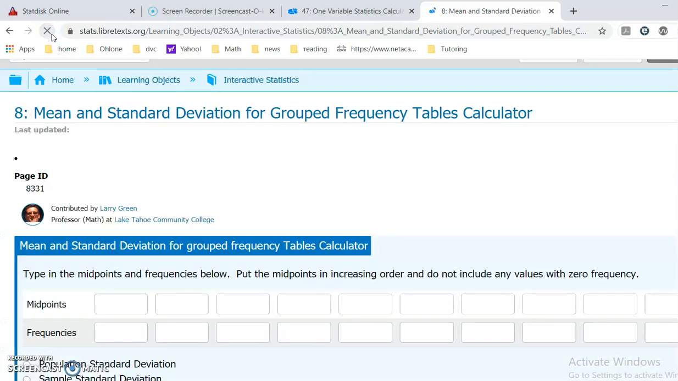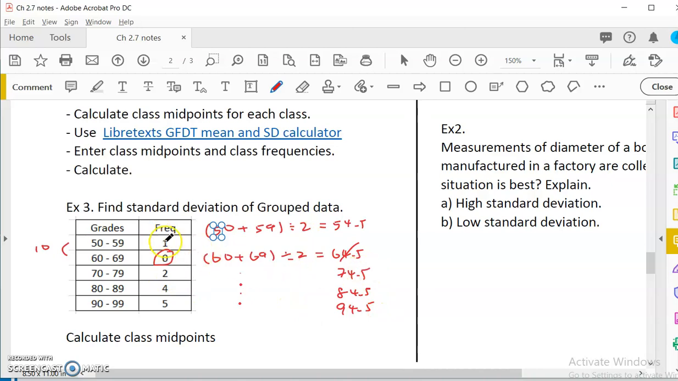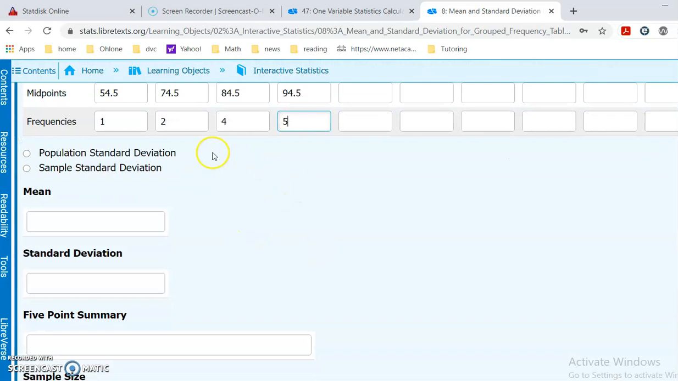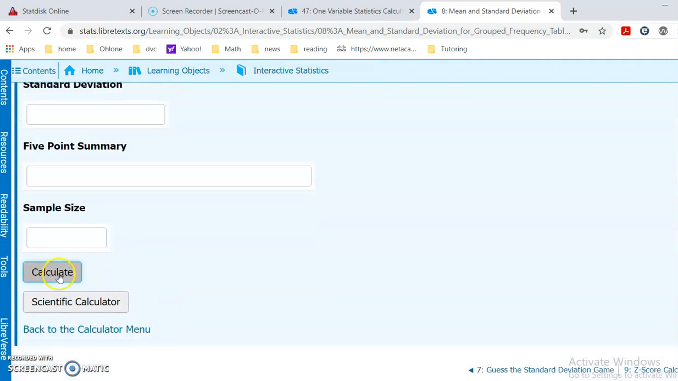I clear things that I have before, and I'm going to do the midpoint. Enter the midpoint, which is 54.5. 64.5 I don't enter because there's 0 frequency. 84.5, 94.5. I think I only have 4 numbers, right? And the frequencies are 1, 2, 4, 5. So the frequency below it is 1, 2, tab, 4, tab, oopsie, 2, 4, 5. And these other boxes don't say anything. I think they are for a sample and you don't need to do anything.